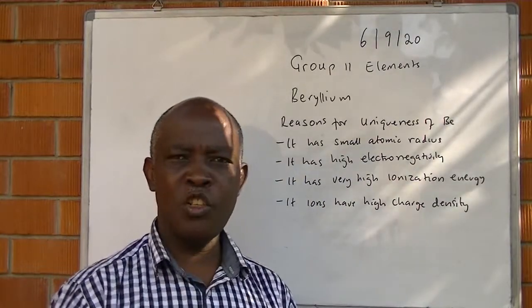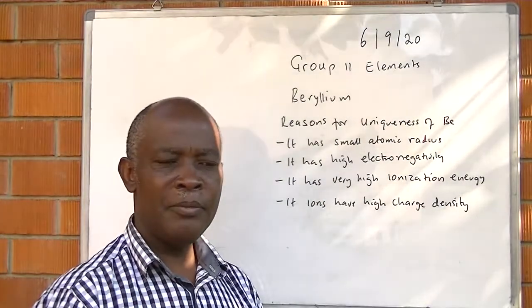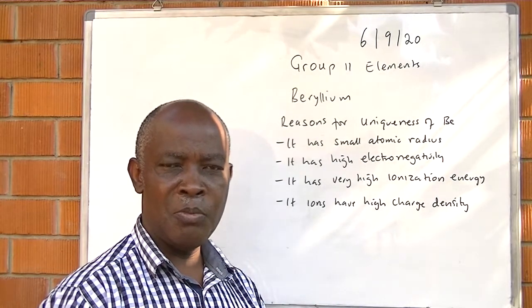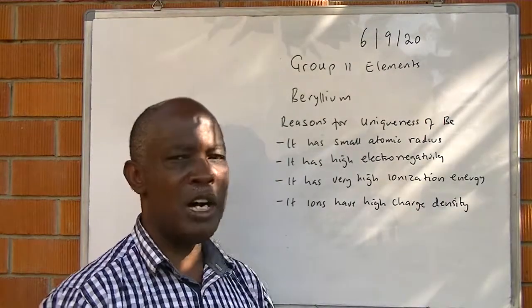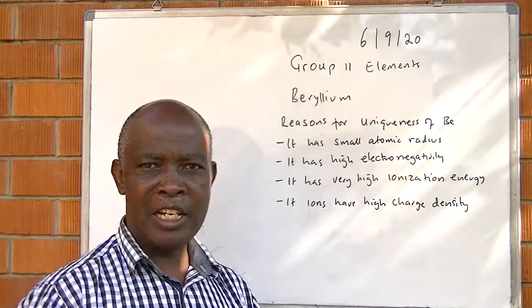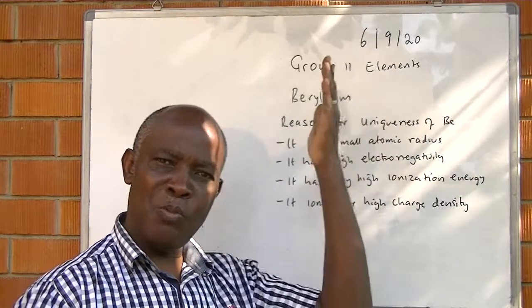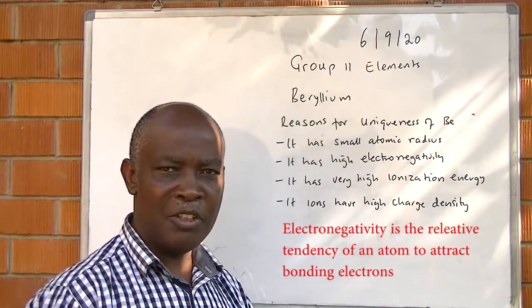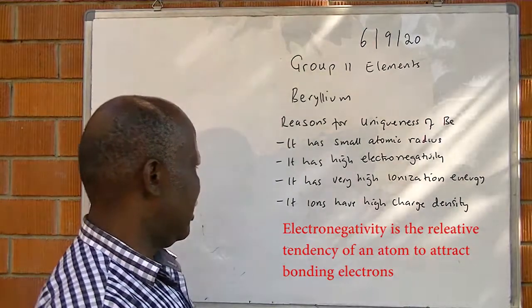Reasons for uniqueness of beryllium. Beryllium has got small atomic radii. We know that down the group, atomic radii increases. So beryllium, being the first element in group 2, has got small atomic radius. It has got very high electronegativity. Again, as you are going down the group, electronegativity decreases. Electronegativity is the relative tendency of an atom to attract bonding electrons.